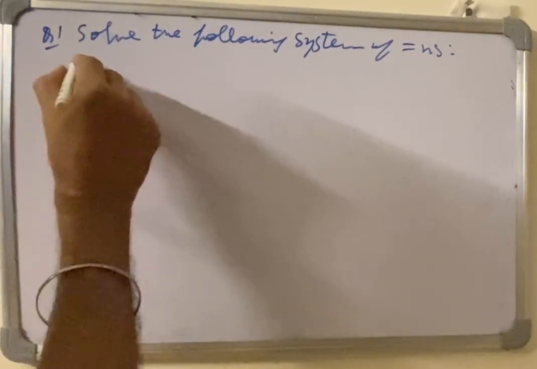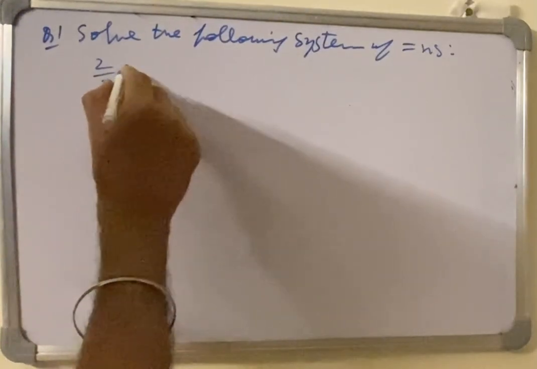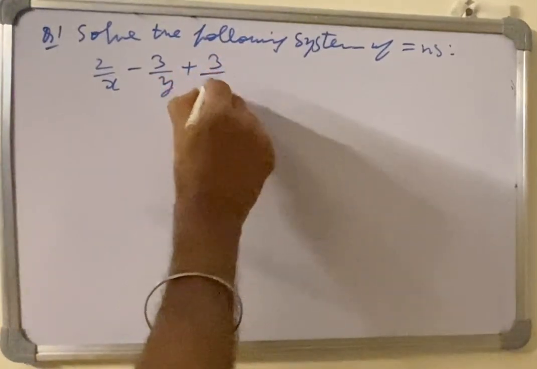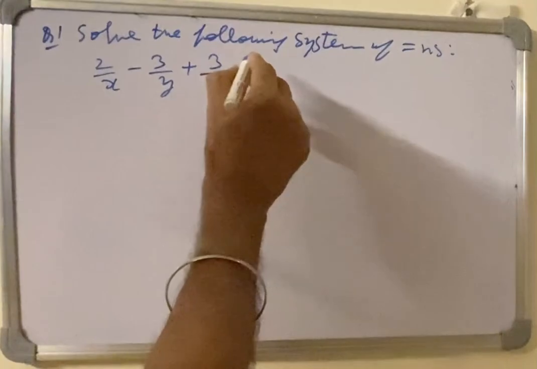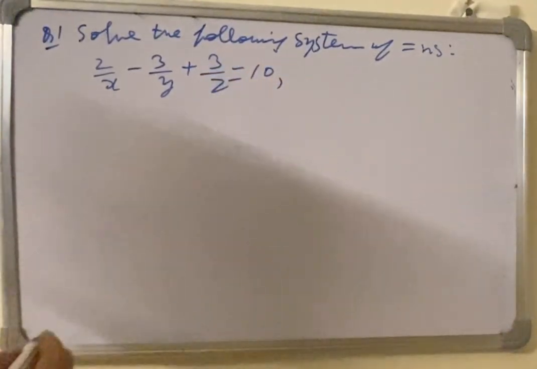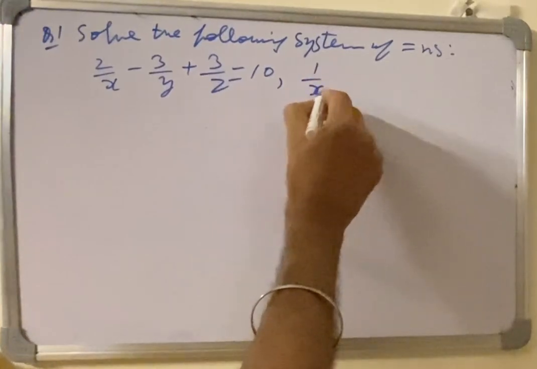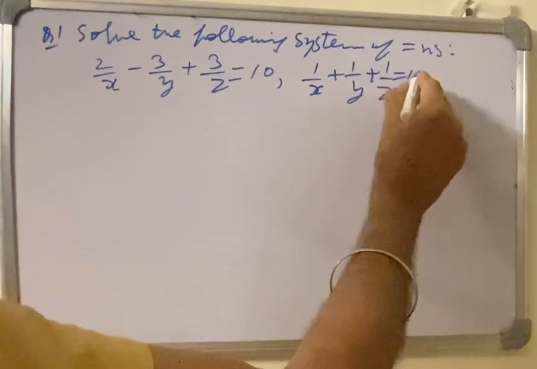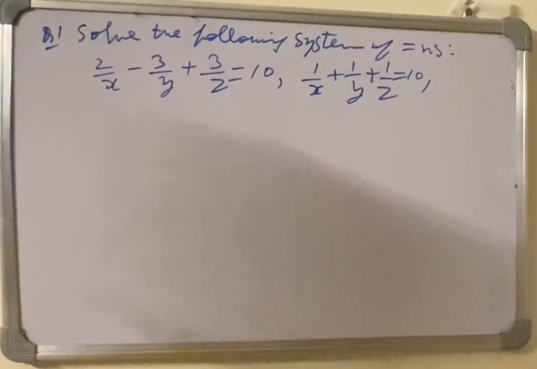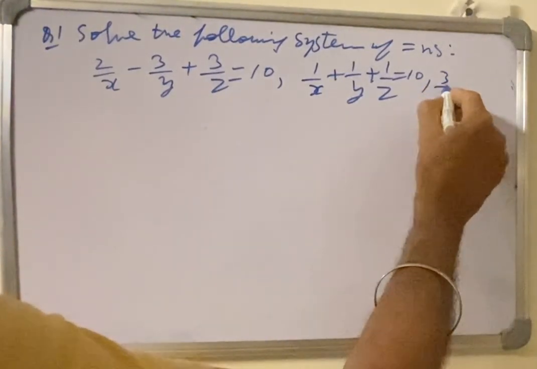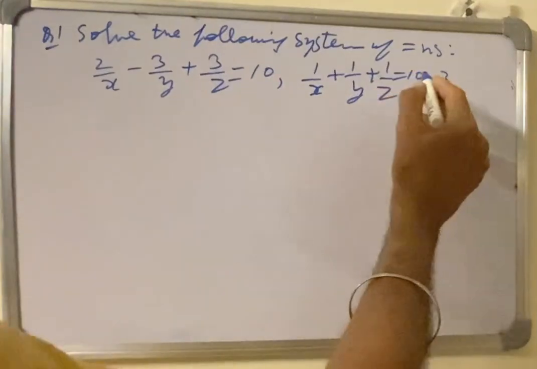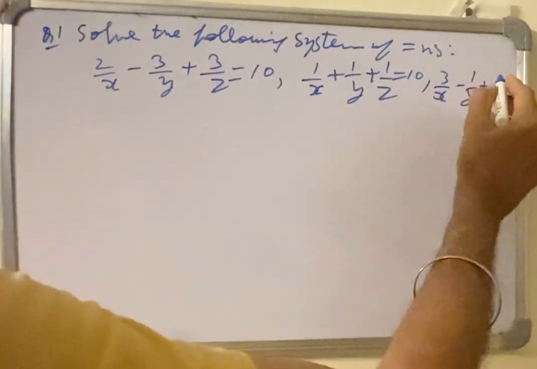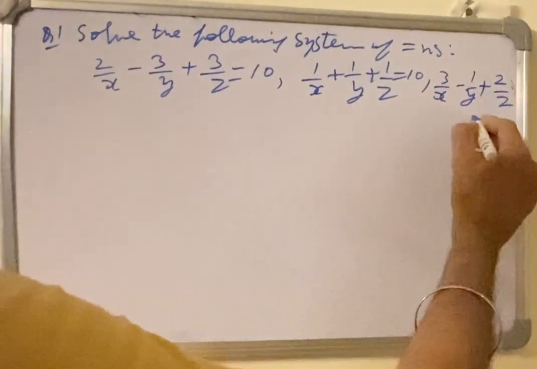The equations are 2 over x minus 3 over y plus 3 over z is equal to 10, 1 over x plus 1 over y plus 1 over z is equal to 10. Then 3 over x minus 1 over y plus 2 over z is equal to 13.